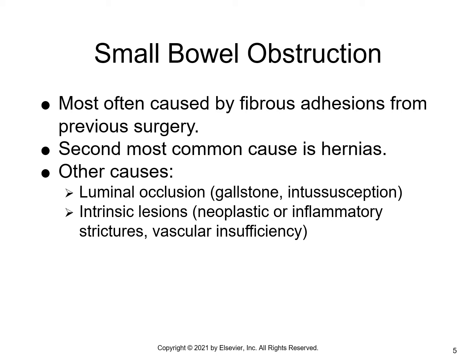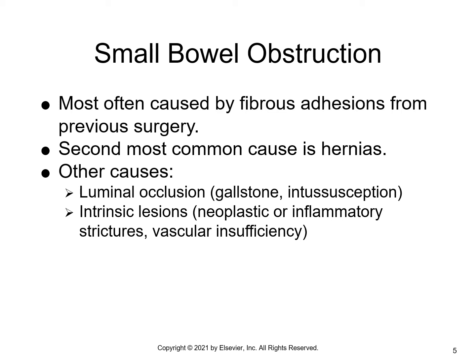Now, a few other less common causes would be a luminal occlusion. These can be caused by a gallstone. So once in a great while, a gallbladder that's very, very sick or inflamed can compress on that small intestine, and it can actually create a fistula between the gallbladder and the small intestine. And then a large stone is able to get from the gallbladder into the small intestine and occlude it.